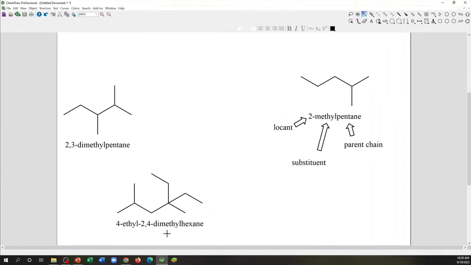There is an infinite degree of complexity that you can get to with alkane nomenclature. For today, we want to look at identifying the parent chain and then identifying substituents that are coming off of the parent chain. The only extra level of complexity that I want to show you is this. Let's go ahead and get rid of this ethane right here.